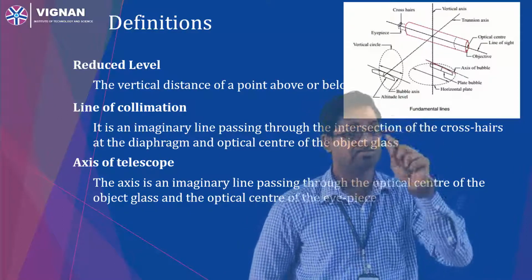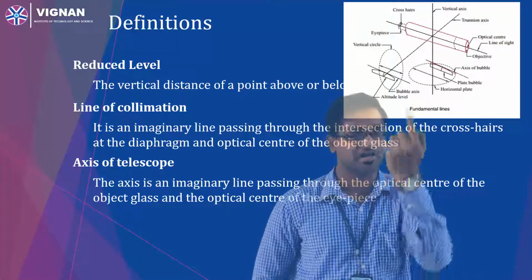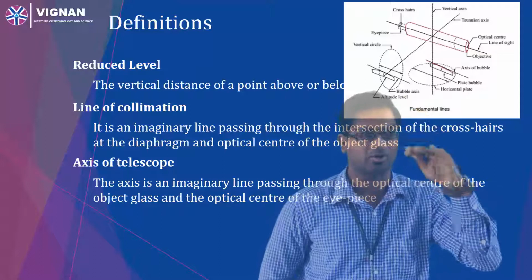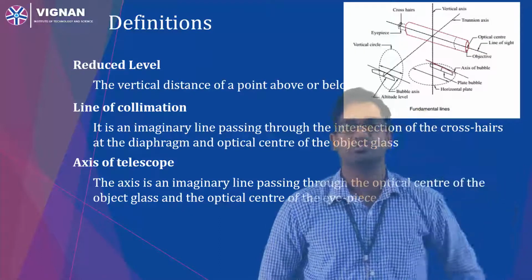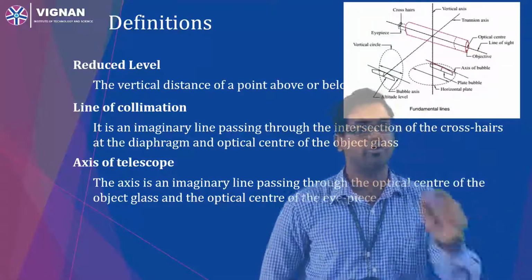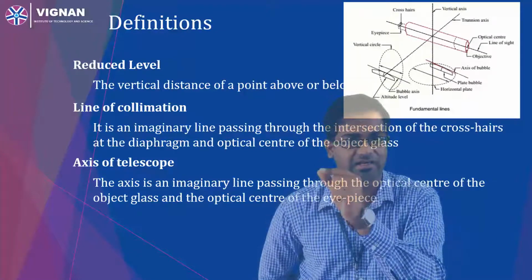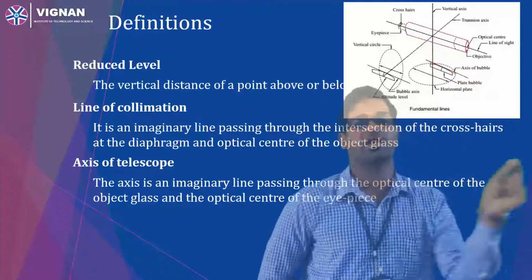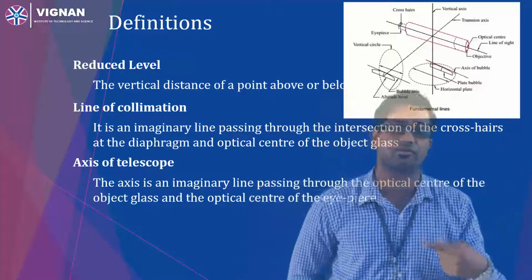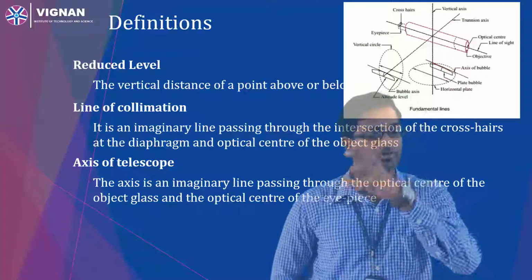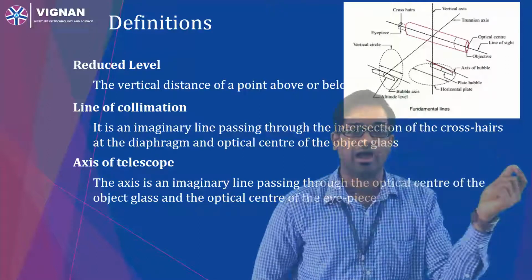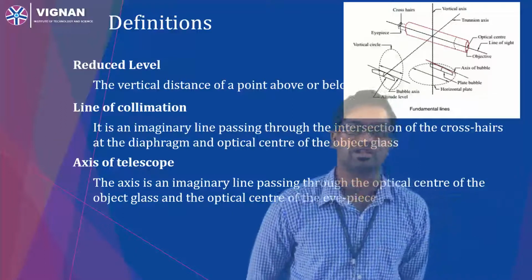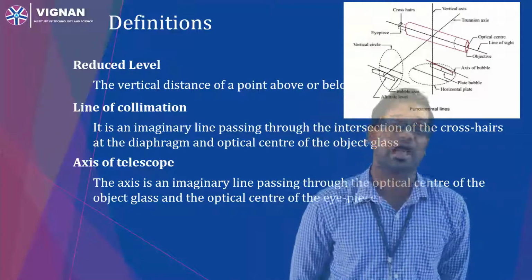In the eyepiece, you have a crosshair. Crosshairs are a plus symbol which you use to sight the object. If you pass a line through the crosshair center and the center of the objective glass, its projection is called the line of collimation. If you pass a line joining the centers of the two glasses and project it, then this line is called the axis of telescope.